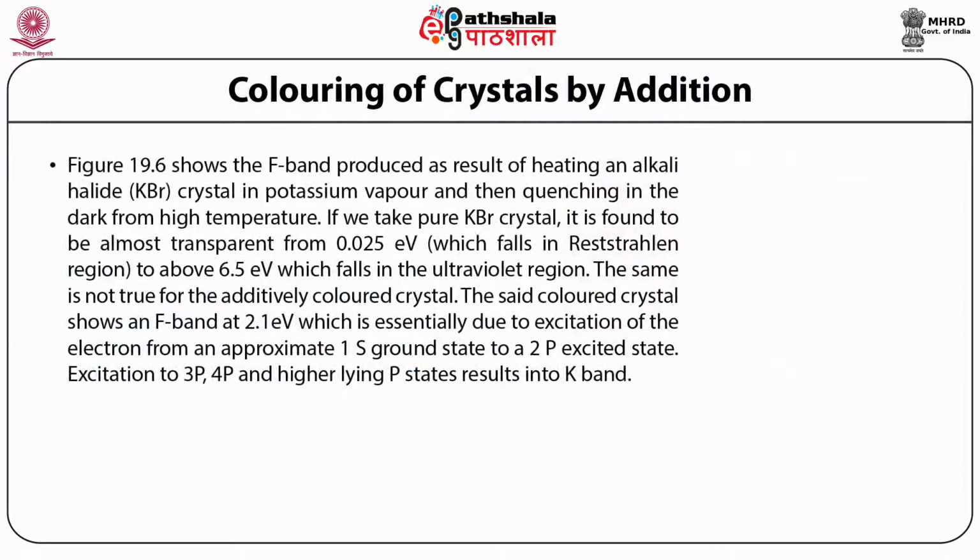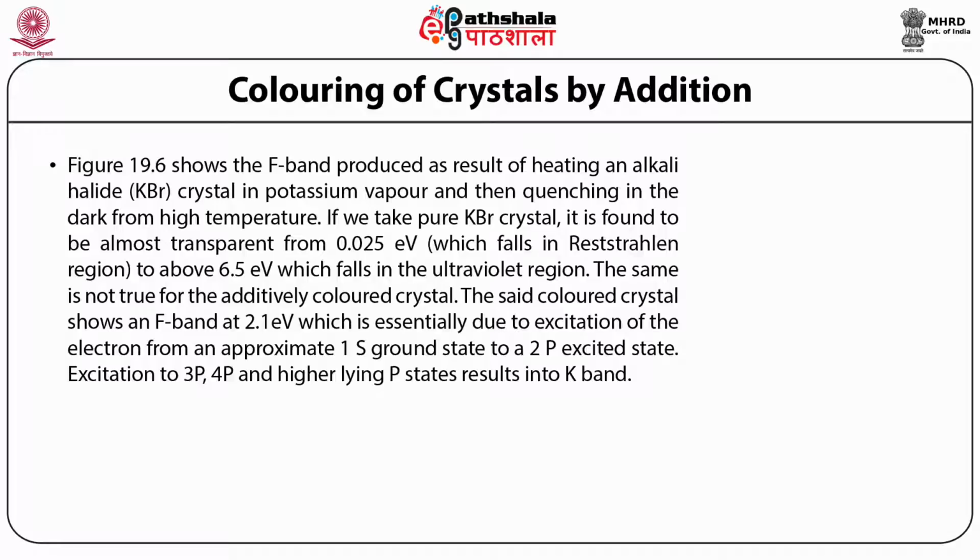Figure 19.6 shows the F band produced as a result of heating an alkali halide, that is a KBr crystal, in potassium vapor and then quenching in the dark from high temperature. If we take a pure KBr crystal, it is found to be almost transparent from 0.025 electron volt, which falls in the infrared region, to above 6.5 electron volt, which falls in the ultraviolet region.